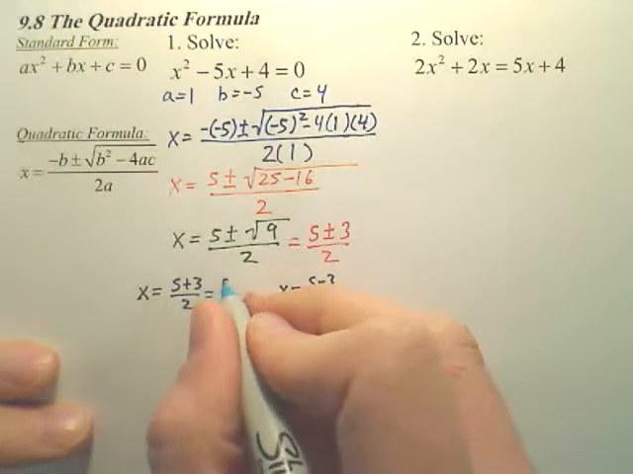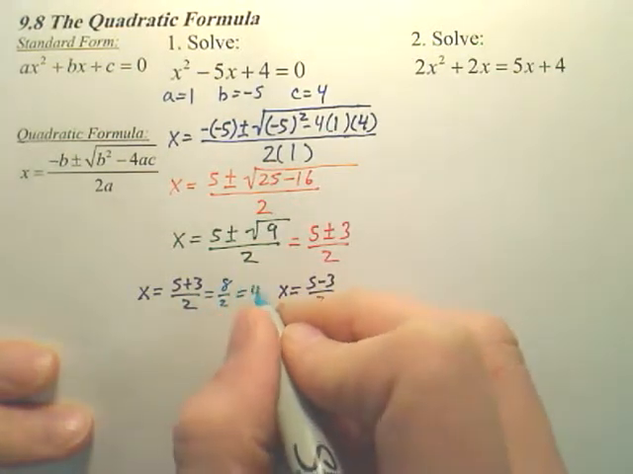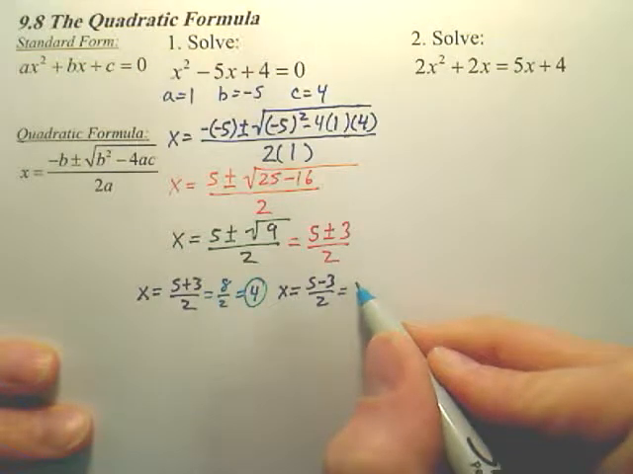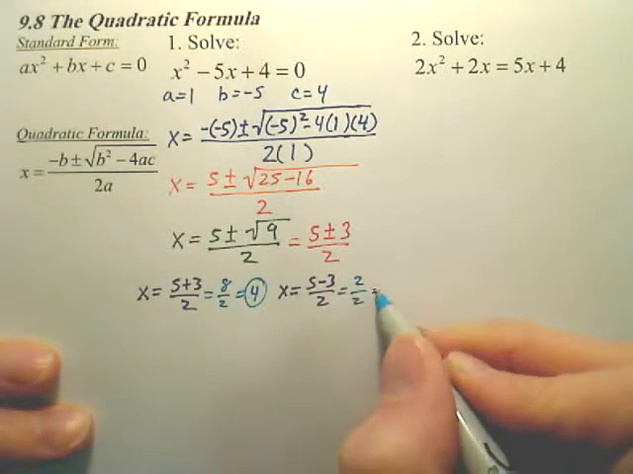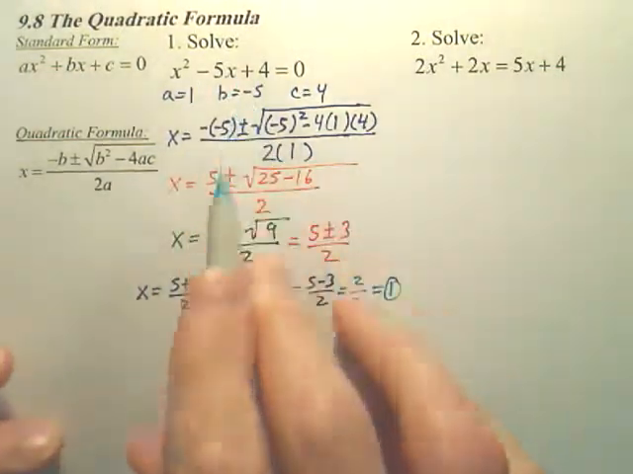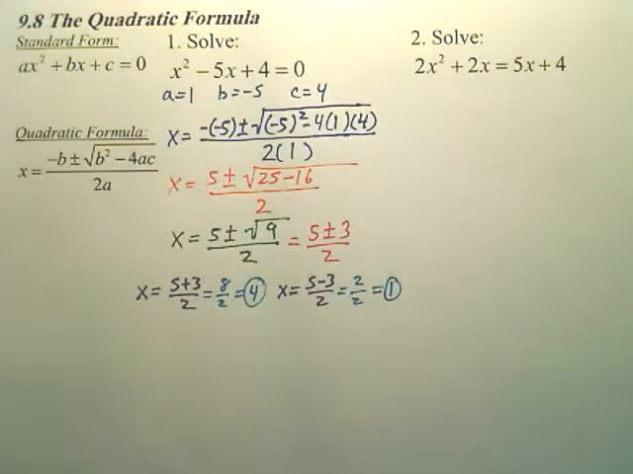This one is 8 over 2, which is 4. This one is 2 over 2, which is 1. Now, we could have solved this one by factoring. It would have been a lot quicker. But this is how you use the quadratic formula.